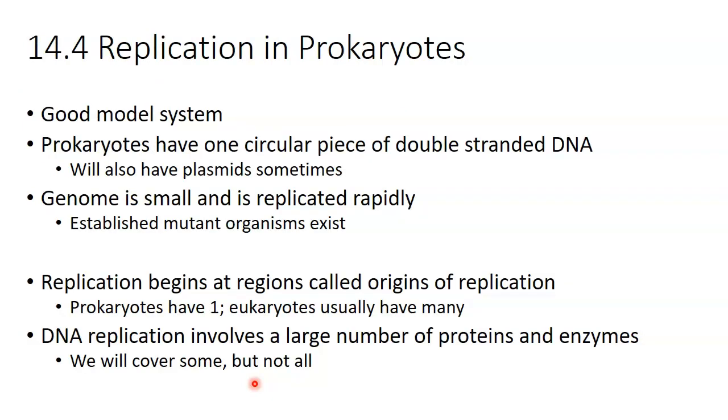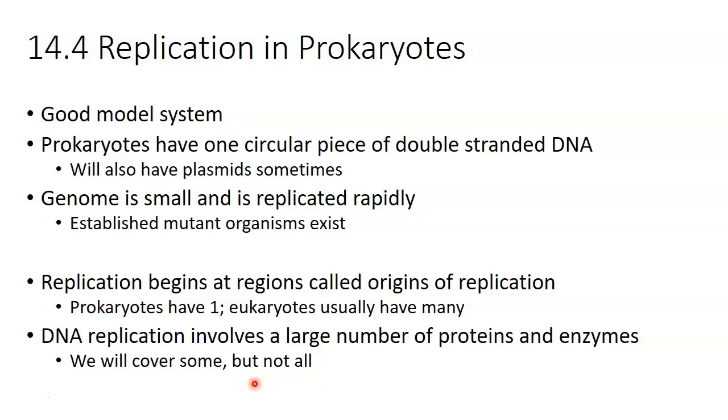So prokaryotes usually have just one circular piece of double-stranded DNA. The genome is much smaller compared to ours. Replication is pretty rapid, so it's easy to study them. Also, because DNA replication is so rapid, it's much easier to establish mutant organisms in bacteria than it is to establish mutant organisms in eukaryotes. Okay, we'll talk about mutations a little bit after too.